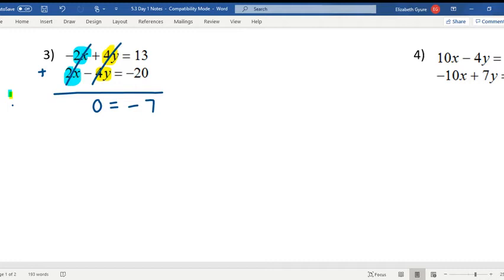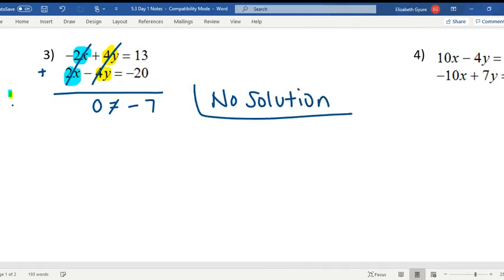Does 0 equal negative 7? No, so who remembers what we say when we get something that's not true? No solution. Good. What do you say if you get something that is true? Very good. Infinitely many solutions. All right, I want you guys to try out number 4.